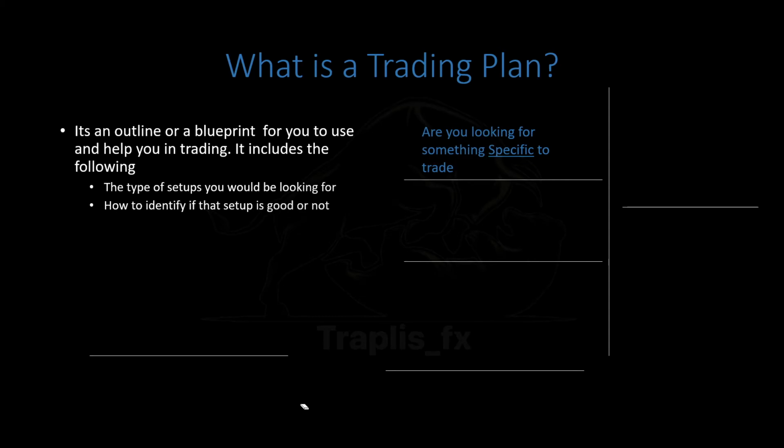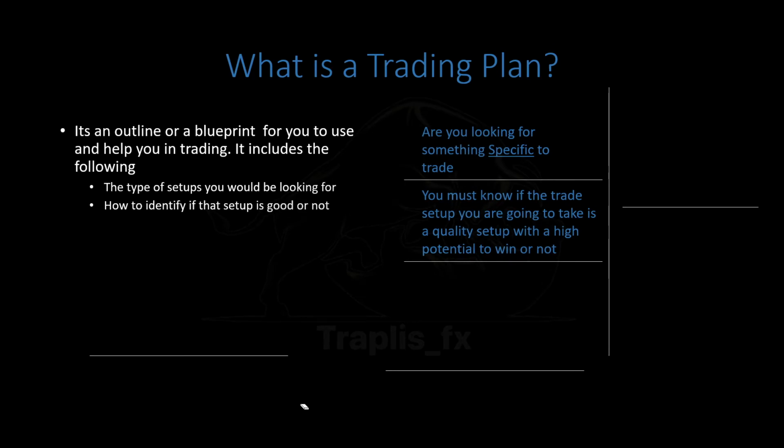So for example, let's say you're looking for a double top and then something doesn't happen the way you want it. These are red flags that you need to pay attention to. So basically, as it says here, you must know whether the trade setup you're going to take is a quality trade that's going to give you the potential to win, or are you just taking a trade for the sake of taking a trade? That's the difference.